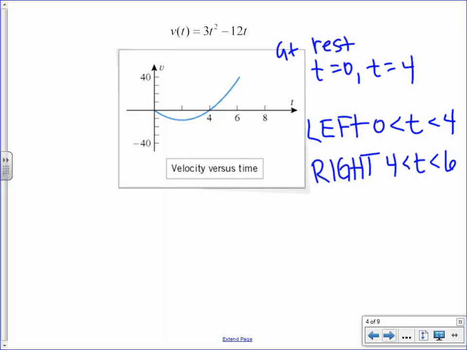I don't care how you write it, you're probably gonna see it written like this more, and I'll probably write it like this, just so we remember that t is our variable. Okay, but I'll accept that.